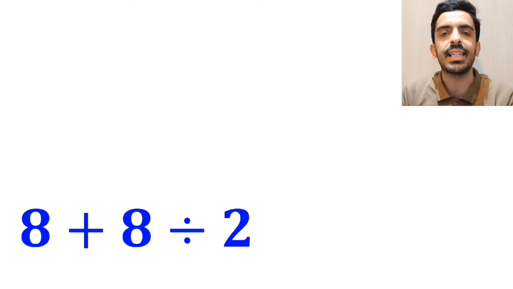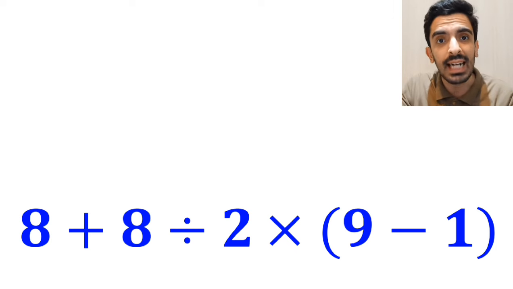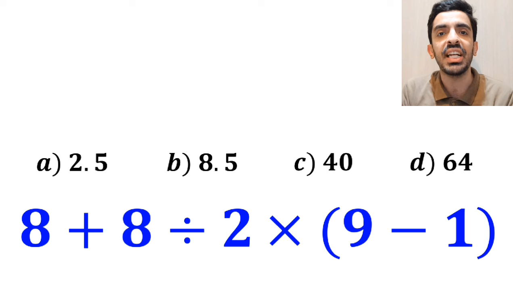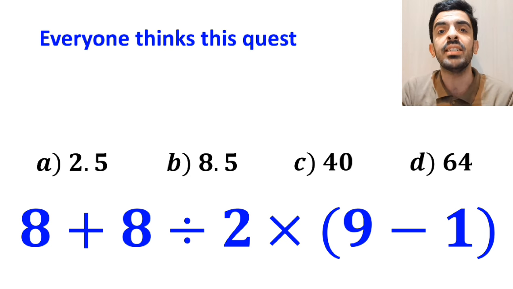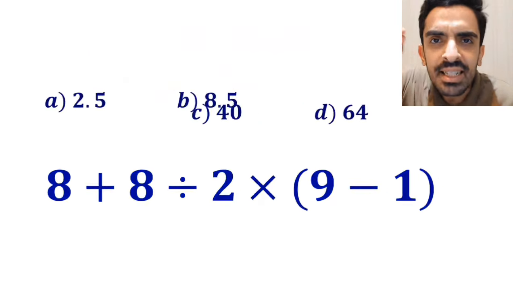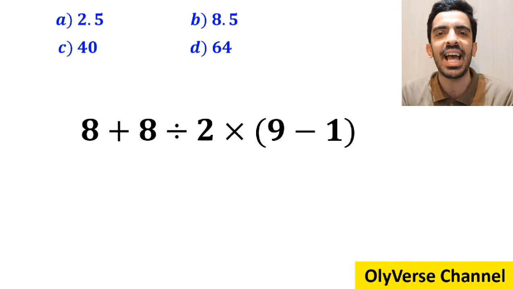What is the value of the expression 8 + 8 ÷ 2 × (9 − 1)? Which option do you think is the correct answer to this question? Everyone thinks this question is so easy, but it actually tricks a lot of people. Let's dive in and break it down step by step together.